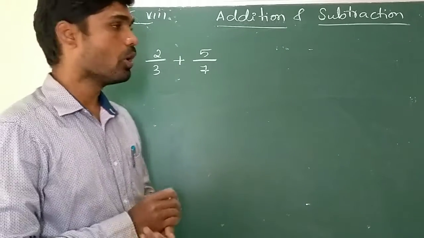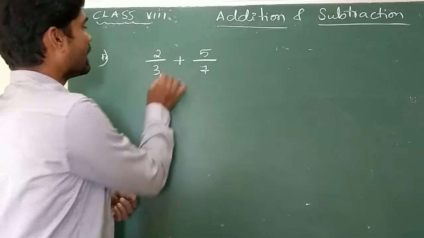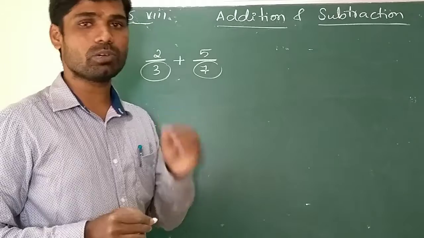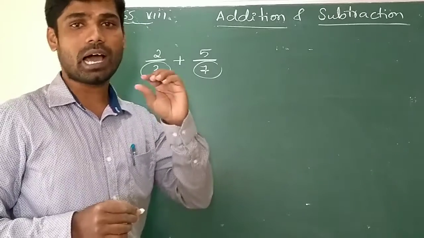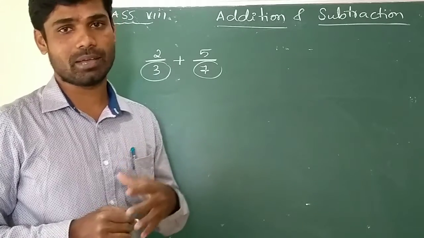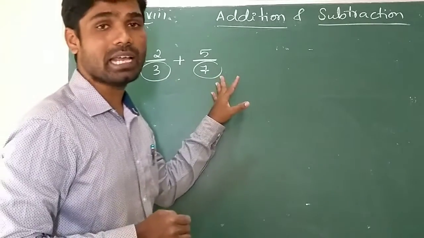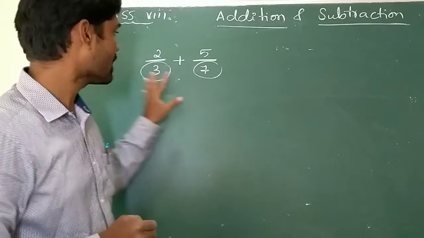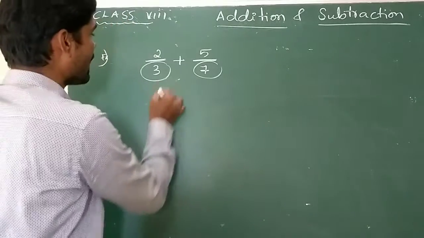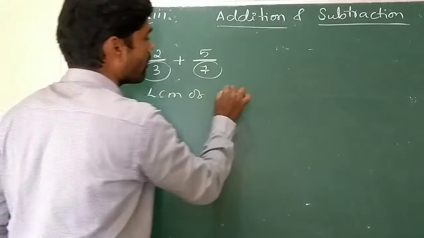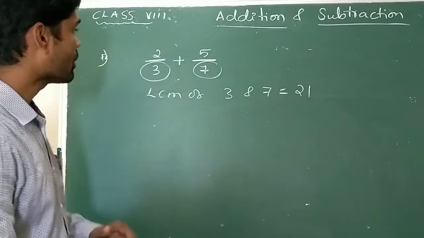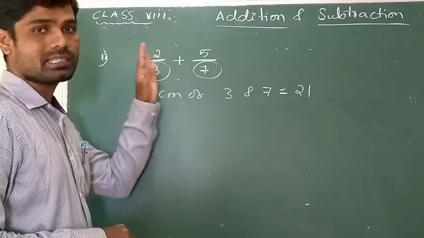Let us see. There is only one simple thing: the denominators must be the same. That means we convert the unlike fractions to like fractions with the help of LCM. So what is the LCM here? The fractions are 2 by 3 and 5 by 7. What are the denominators here? 3 and 7. So the LCM of 3 and 7 is 21.